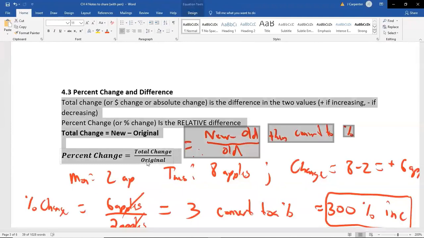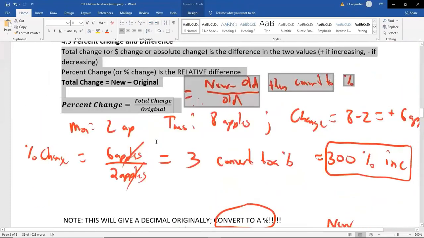Total change is the difference. Percent change is the ratio of change, total change, to the original. Remember your interchangeable words. Absolute means total. Percent means relative. So back in the last section, we compared 2017 to 2018. We compared apples to oranges. So sometimes the new and the old didn't really have a sense to them. It was just, all right, which one do we call the new? Which one do we call the old? How do we want the numbers to appear? We did an example of that today as well.